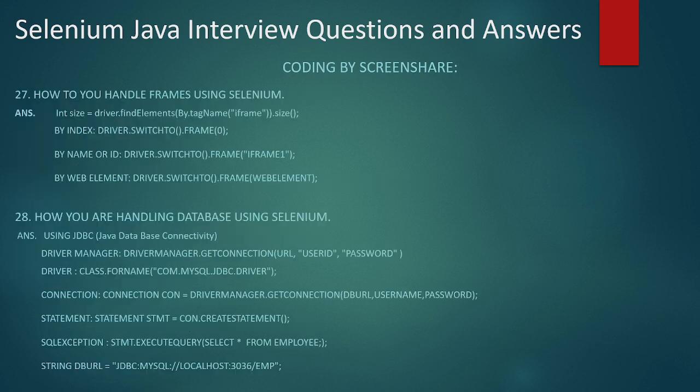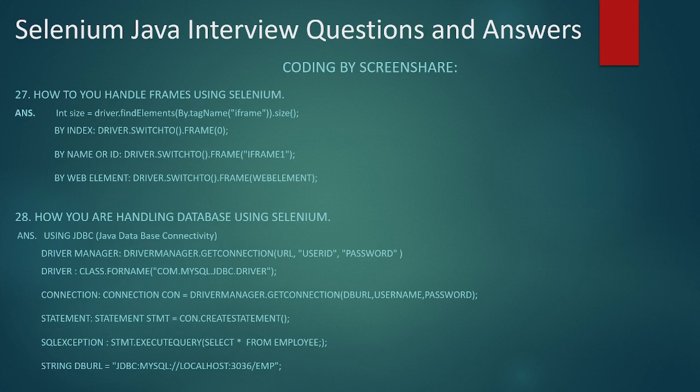Then the next one is how to handle iframes, because in the web page some parts are reachable from the iframe only. There are three ways, guys: index, name or id, or by web element. First you have to check whether an id is present, or the name is there, or a web element is there. By these three methods you can choose and reach the iframe.